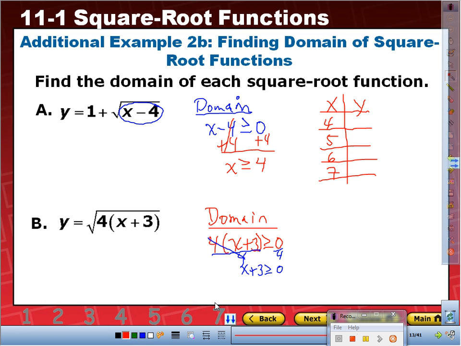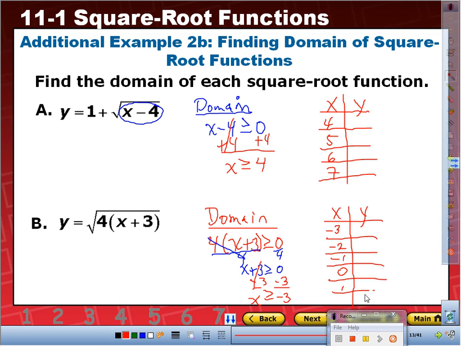What's my last step? Subtract 3. X is greater than or equal to negative 3. So what does that mean? That if we build our input output table, where do I begin my domain? Negative 3, negative 2, negative 1, 0, 1, 2.